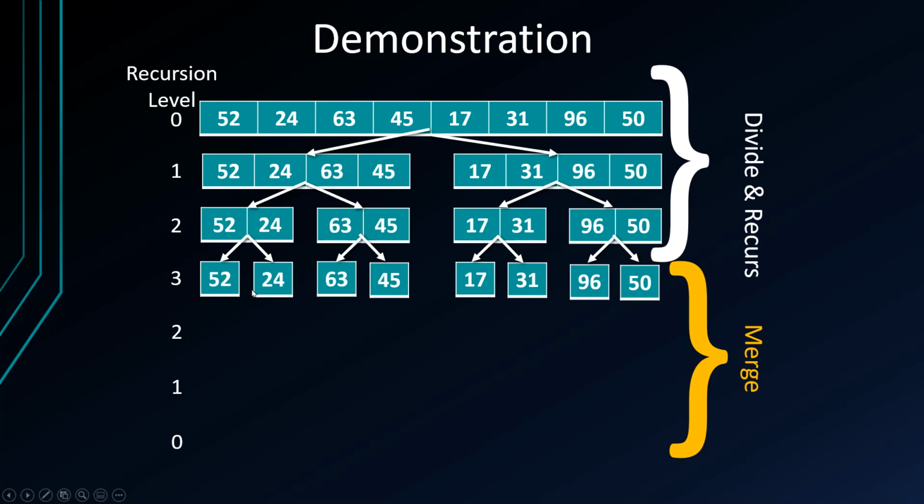So for example, 52 and 24, it's going to combine these two. It's going to take the lowest two of these and say, well, 24 comes first, then 52. Then it goes on to the next set, 63 and 45. Okay, 45 first, then 63. Then the next set, 17 and 31. 17 first, 31 next. And then 96 and 50, we get 50 and 96.